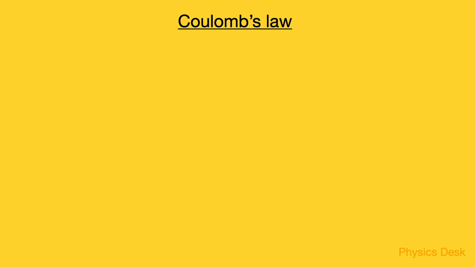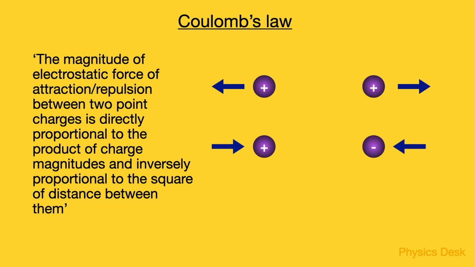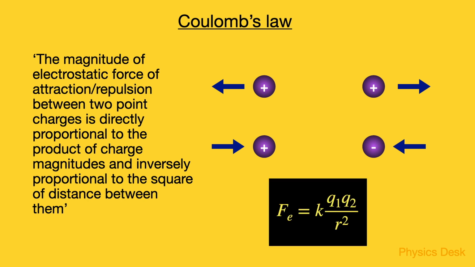According to Coulomb's law, the electrostatic force of attraction or repulsion between two point charges is directly proportional to the product of charge magnitudes and inversely proportional to the square of distance between them. So I repeat, the electrostatic force of attraction or repulsion between two point charges is directly proportional to the product of charge magnitudes and inversely proportional to the square of distance between them. So mathematically, Coulomb's law is simply F = K Q1 Q2 / R².